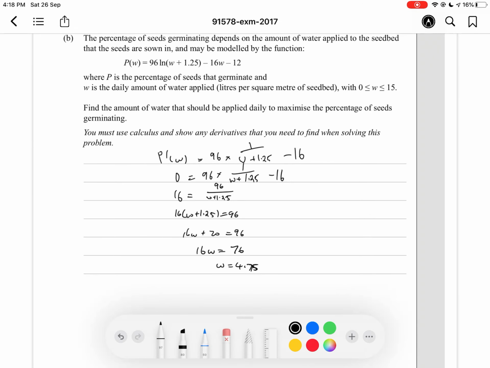So we need to find the amount of water that should be applied. So we can just say W equals 4.75. And therefore, 4.75 liters per square meter of seabed should be applied. Alright, and that's our final answer for that question. So that's W equals 4.75. That is our answer, and that's just an achieved level grade.